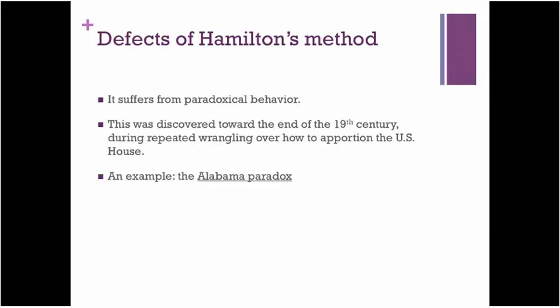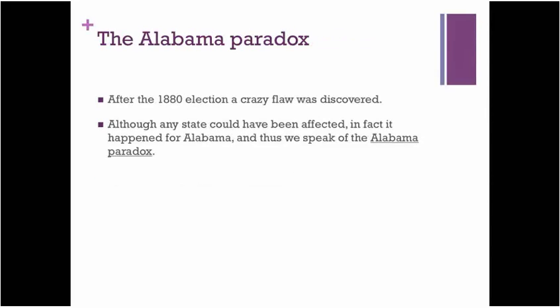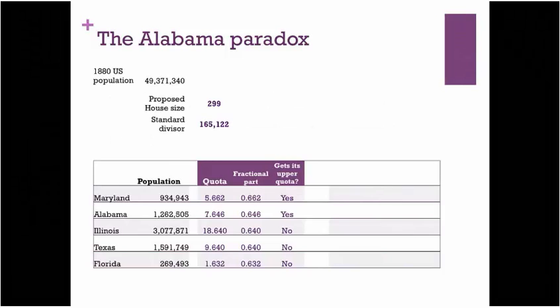There was a lot of wrangling, continued wrangling year after year about how to apportion the U.S. House of Representatives. And in particular, this paradox was unearthed. It happened after the 1880 election. And although any state could have been affected, it turns out it happened for Alabama on this particular occasion. That's the reason we call it the Alabama paradox. I'm going to show you the actual figures from that date.